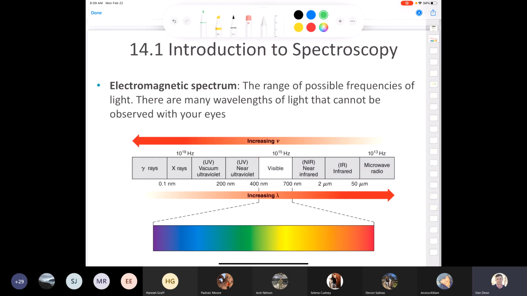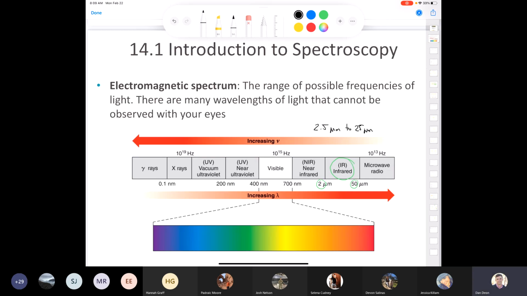But in this chapter, we're going to be concerned with infrared light, right? We're going to be interested in IR, or infrared light. Now you can see that the range of infrared light is not very big. It goes from 2 micrometers to 50 micrometers. And in fact, the range of infrared light that's actually going to be used in infrared spectroscopy is even narrower than that. It goes from 2.5 micrometers to 25 micrometers.